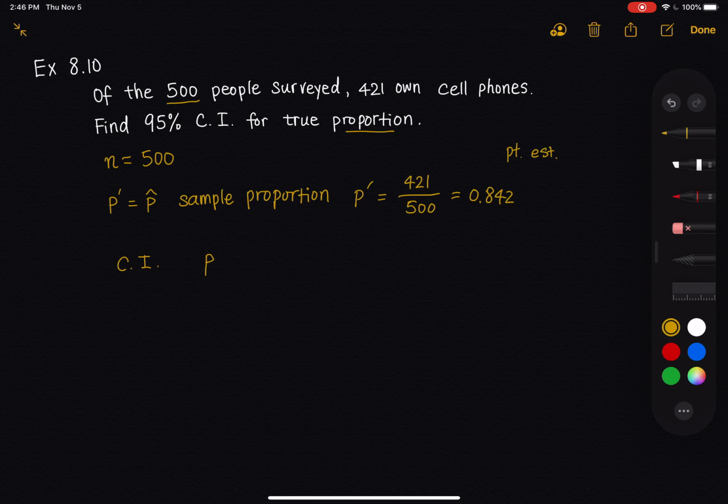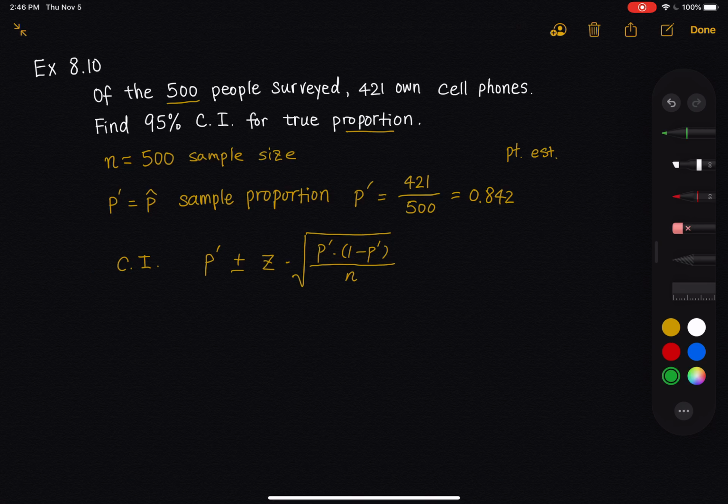p hat or p prime is the same, okay? Plus or minus z, a z-score, times the square root of p prime times 1 minus p prime, and you can call that q. These two have to add up to 1. And then divided by the sample size.